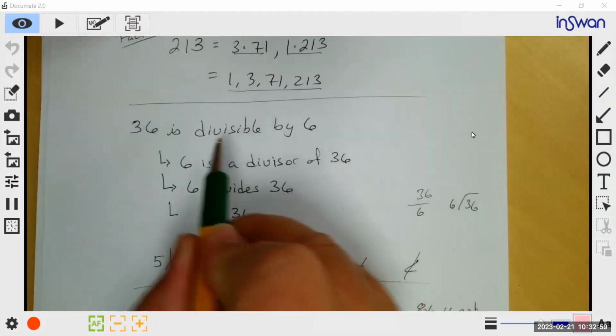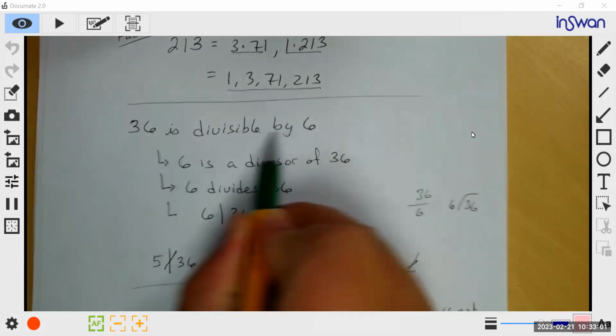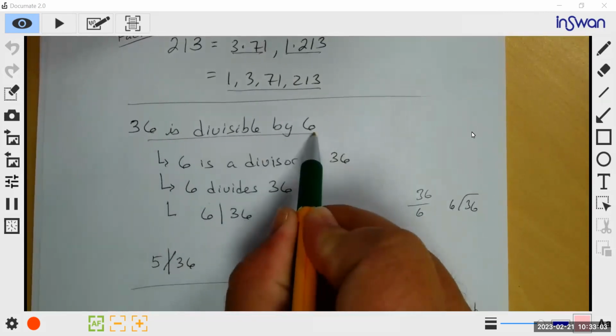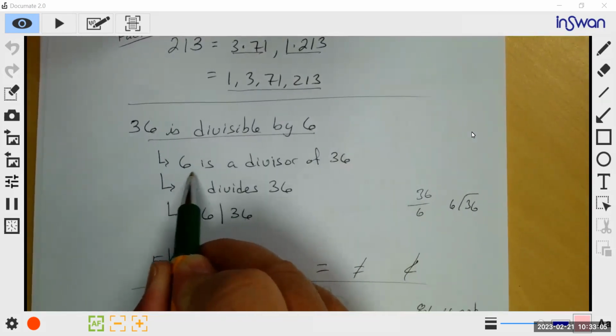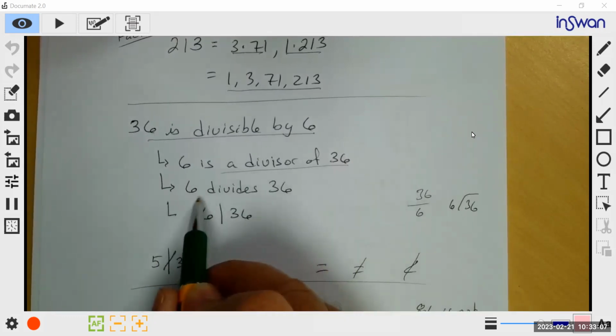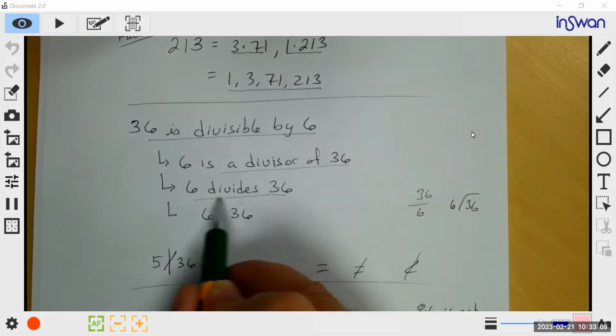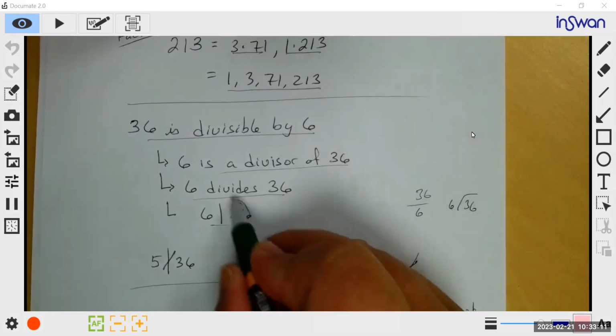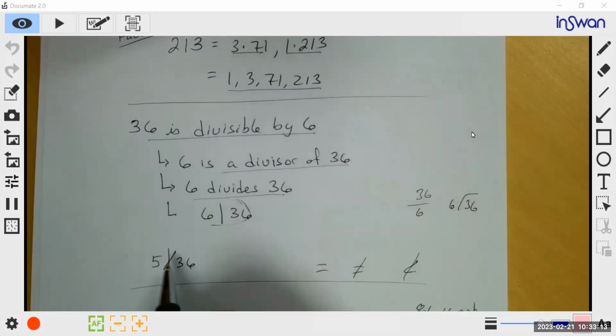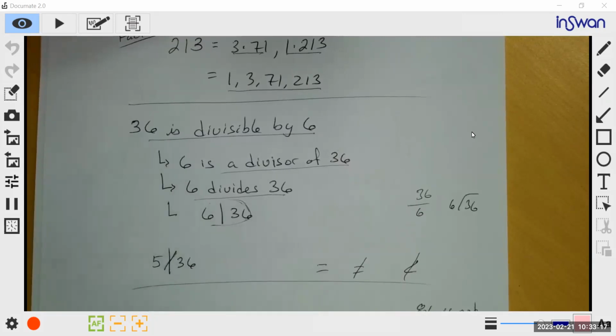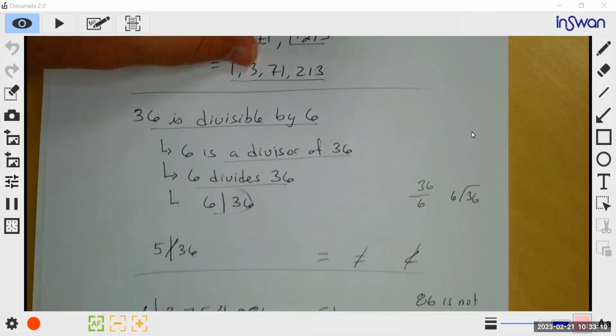Other ways we can represent this is saying 36 is divisible by 6, which is the same way of saying 6 is a divisor of 36. 6 divides 36, or this symbol. These mean the same thing. If it's not, if 5 is not a divisor of 36, we'll put a line through it, like we do the other algebraic symbols.